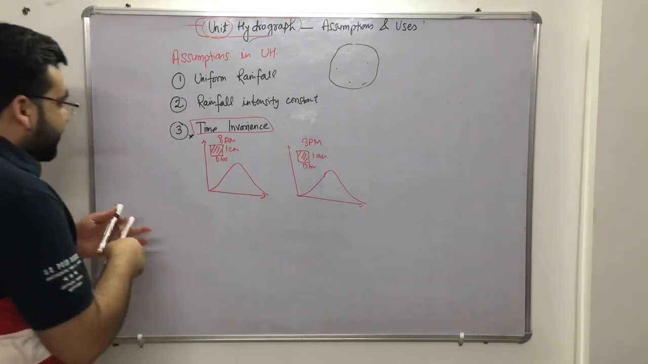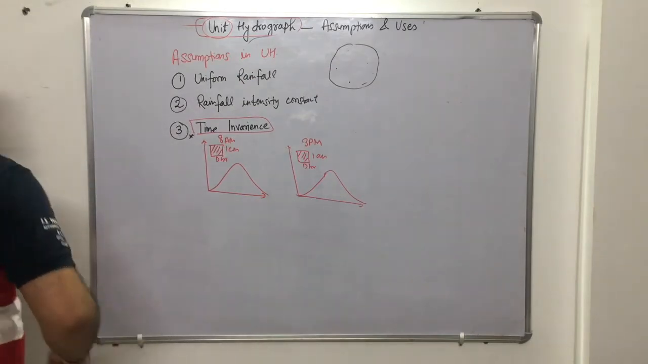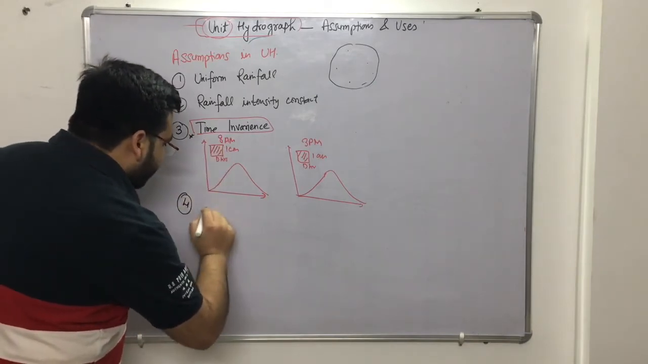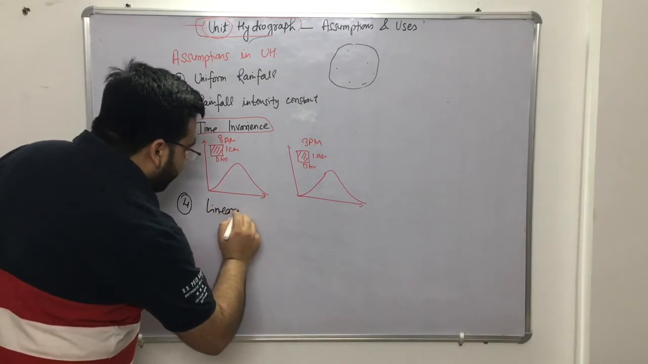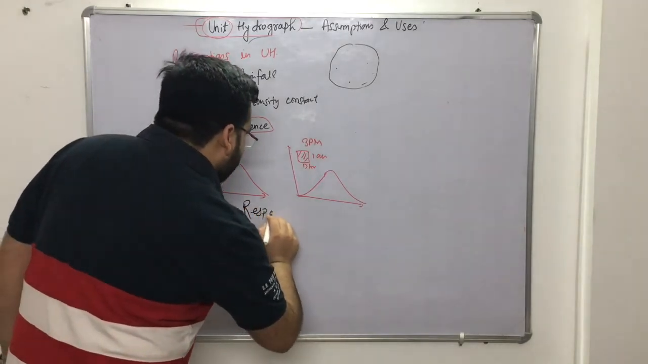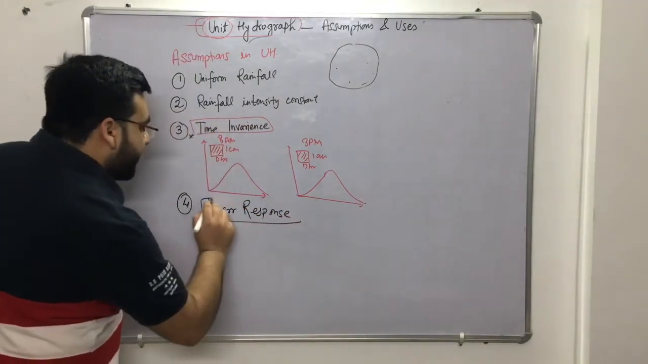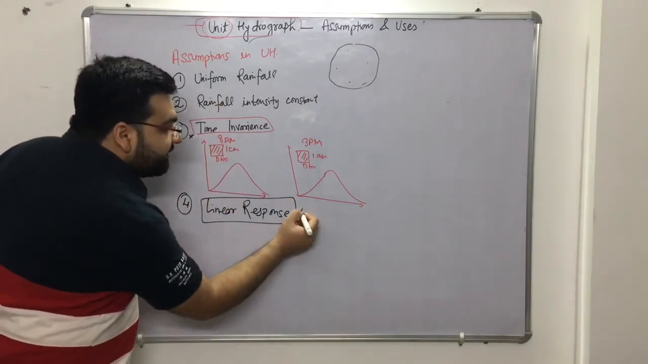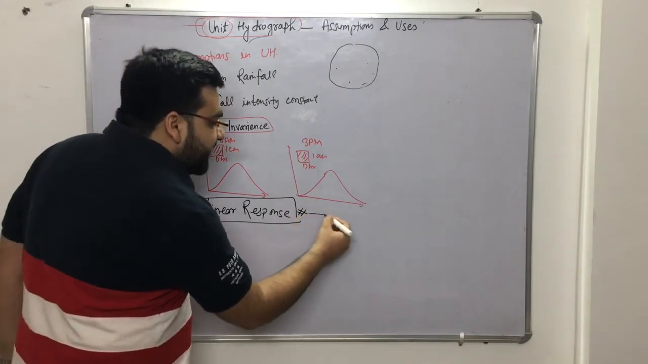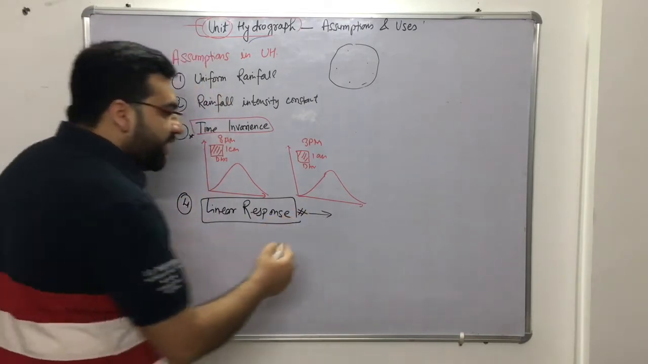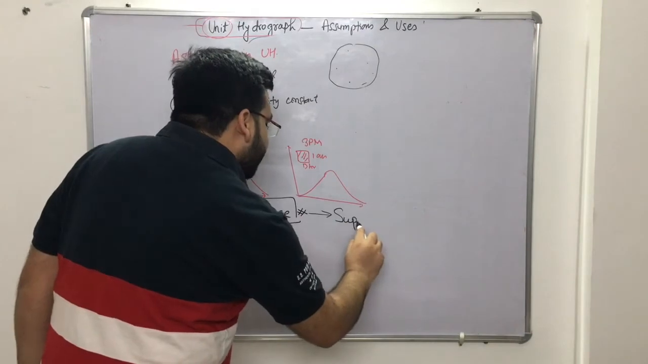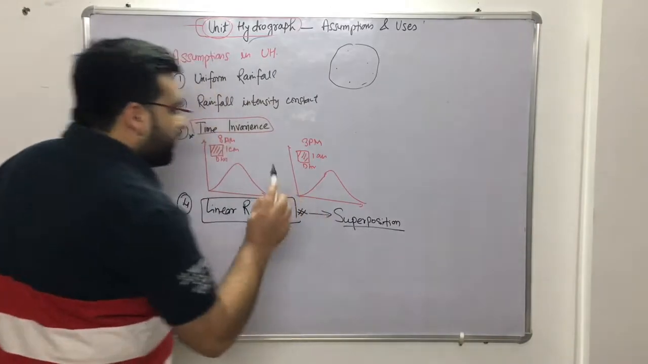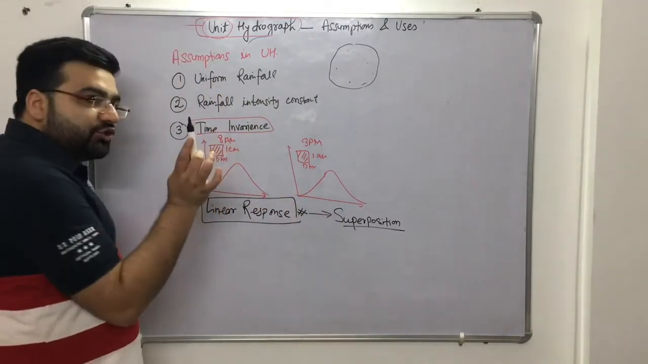Now the next important assumption is about linear response. Now students, this is a very important assumption. Although time invariance is also important, but this is very important. Why? Because this assumption is also used in superposition. Now what is superposition? I will be explaining to you. Right? Now you have understood time invariance.